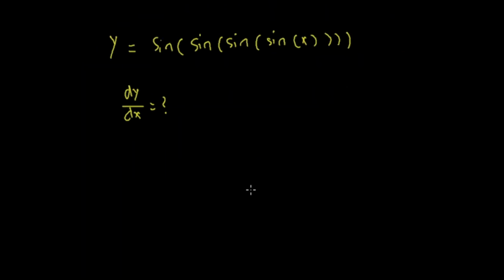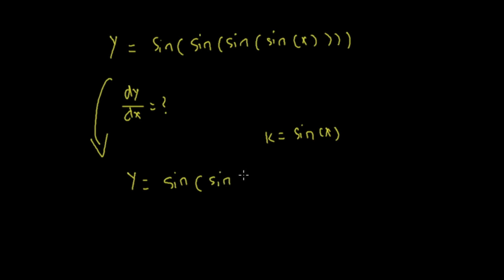Now, to apply the chain rule, I will first let k equal sine x here. K equals sine x. And of course, you can use another letter if you want. So then this will become y equals sine of sine of sine, and this is k now, right? So sine k. Like this.